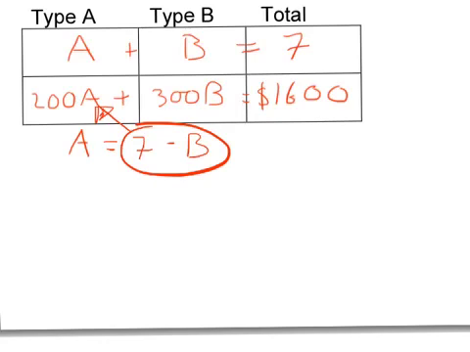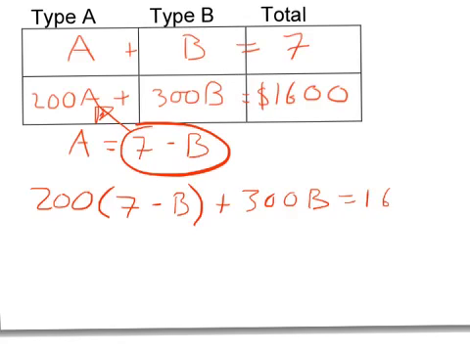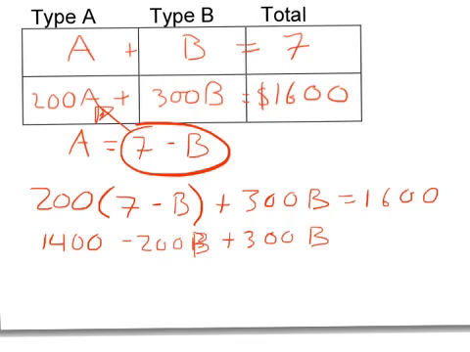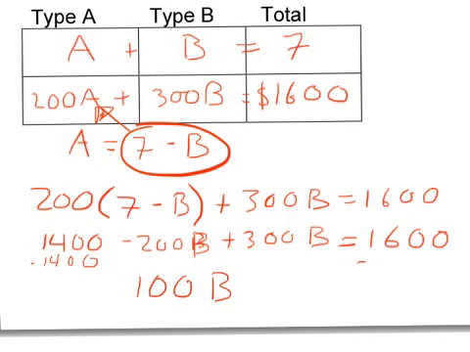Take that and plug it into this bigger equation, so I get 200 times (7 minus B) plus 300B equals 1,600. 200 times 7 is 1,400, and then 200 times negative B is negative 200B, plus 300B. And 1,600. Okay. These two combine, right? I have a negative 200, positive 300, and I get a 100B. And I'm actually going to subtract this 1,400 from both sides so that I can get rid of it on one side.